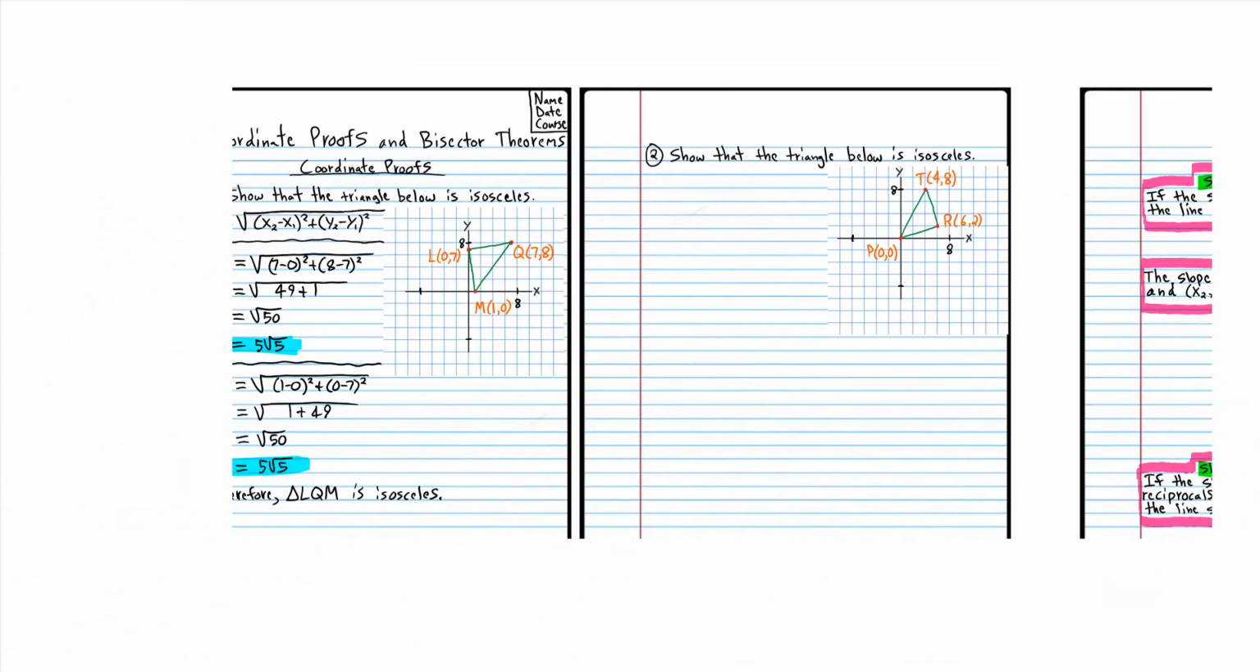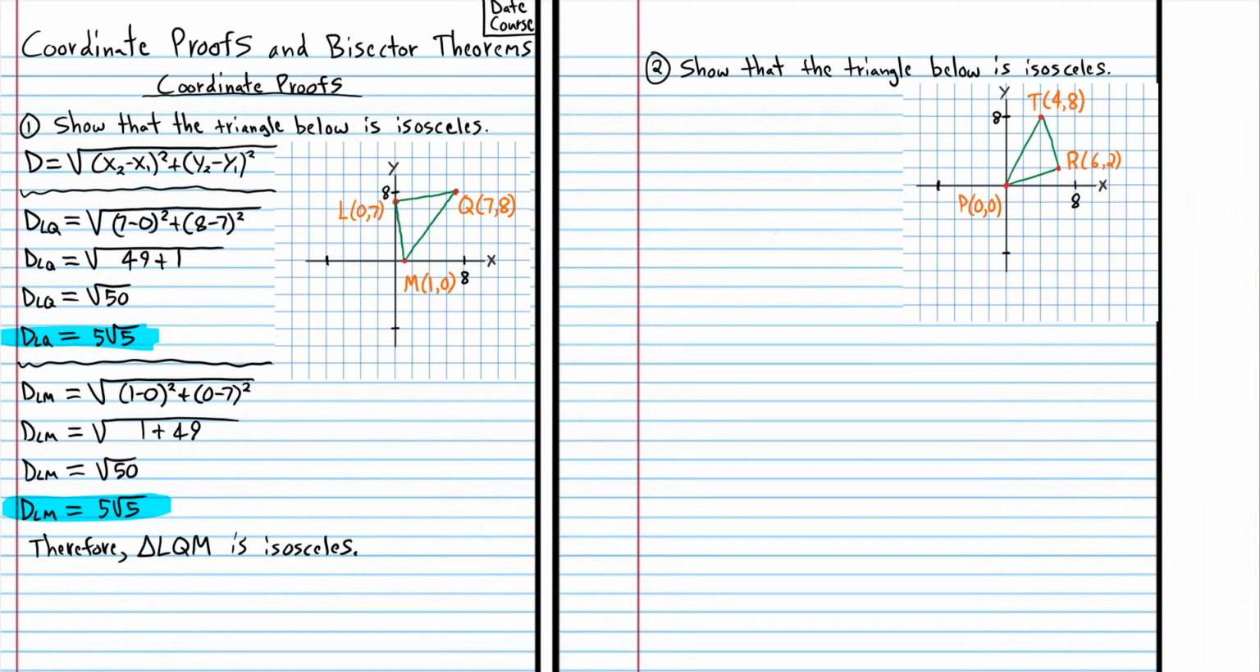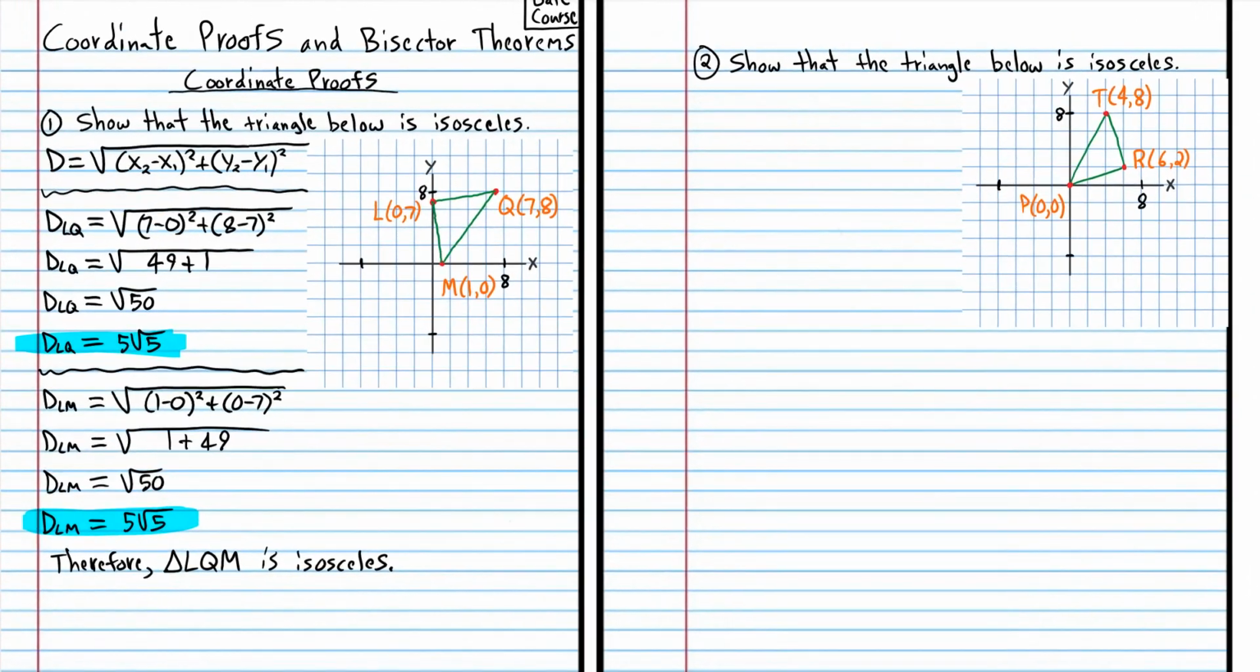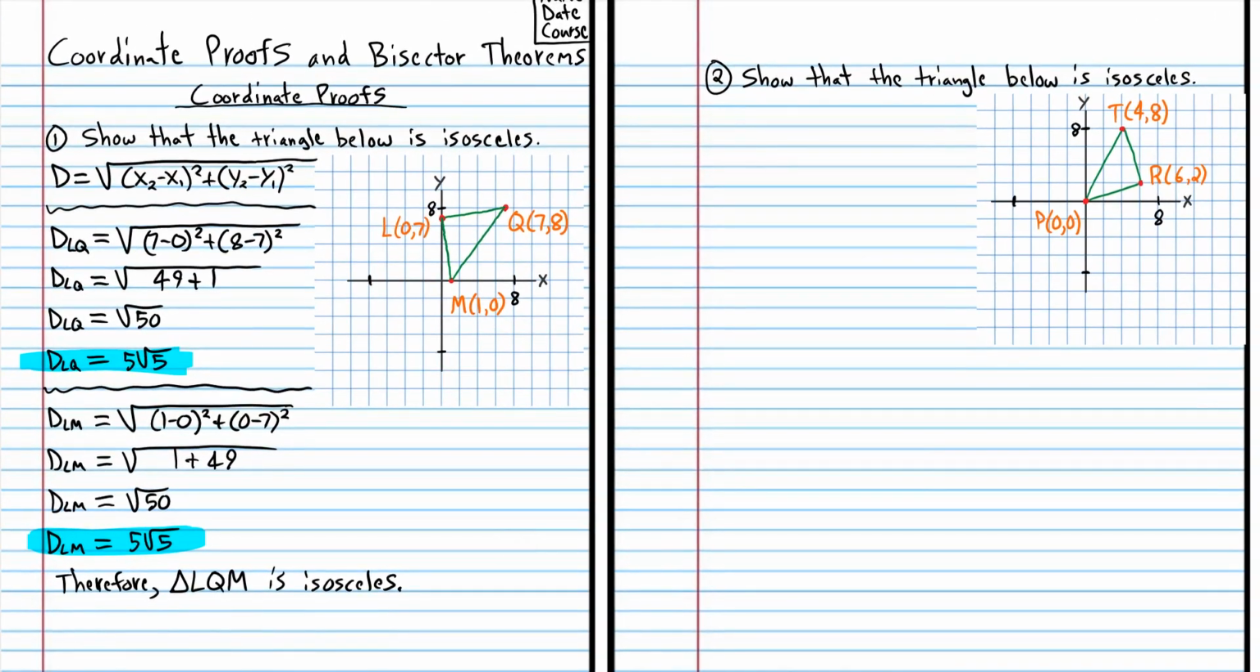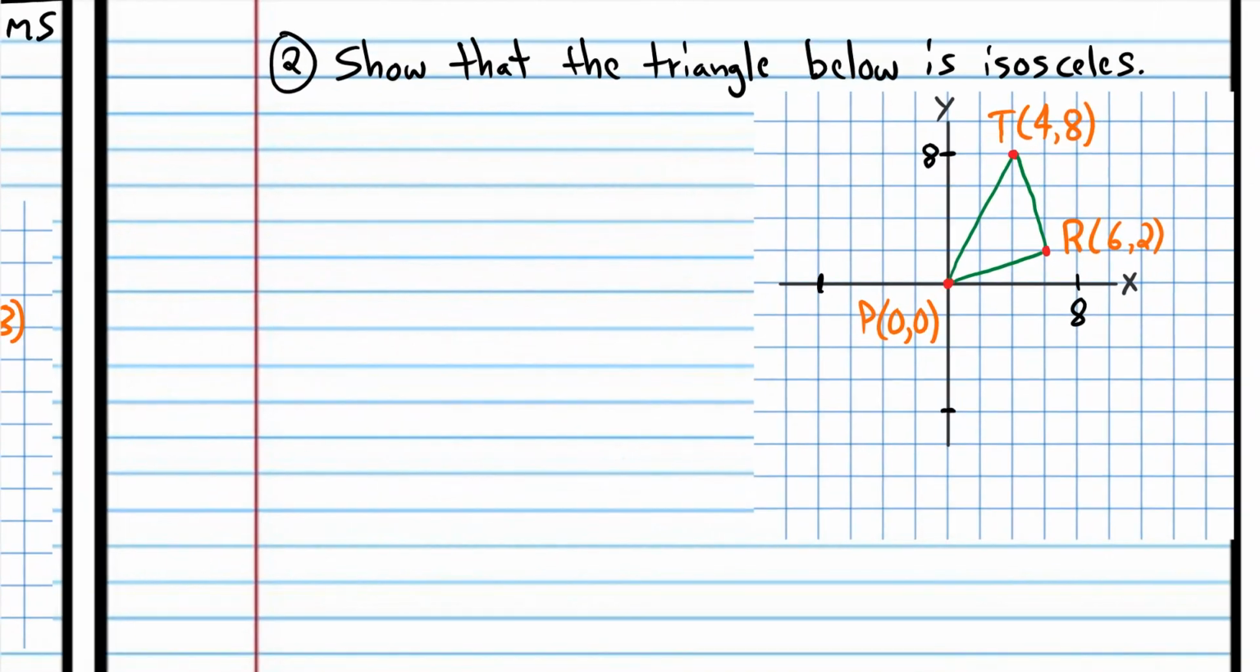So go ahead and try number 2. I'm going to leave number 1 in the window there. And when you come back, we'll do it together. All right, we're back. So first, we're going to find the distance between T and R. Doesn't really matter what order.